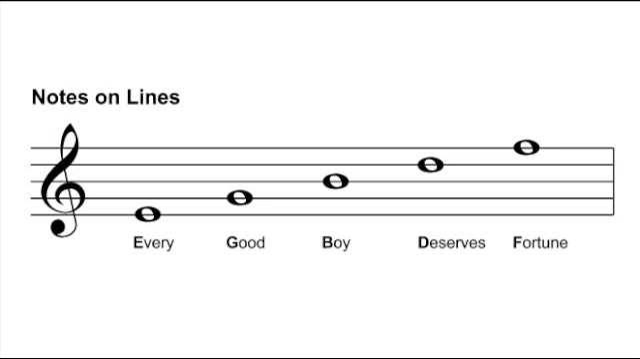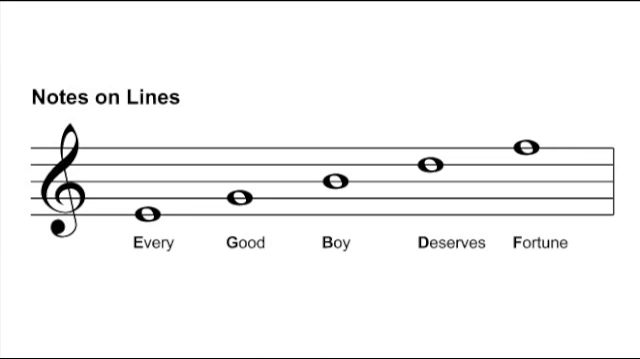Firstly, we look at the notes on the lines, and reading up from the bottom line, one line at a time, we remember these notes by the mnemonic "Every good boy deserves fortune." So that's E for every, G for good, B for boy, D for deserves, F for fortune. So that's one half of the notes sorted out.